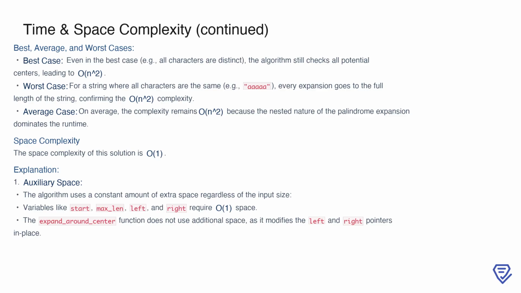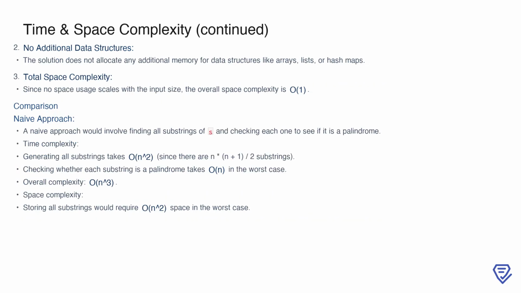The algorithm uses only a constant amount of extra space. Variables like start, max_len, left, and right require O(1) space. Additionally, the expand_around_center function operates in place, modifying the left and right pointers directly without allocating extra memory. This means the space complexity is O(1). The solution does not use any additional data structures such as arrays, lists, or hash maps, which means no extra memory is allocated beyond the fixed variables already mentioned. As a result, the total space complexity remains O(1).